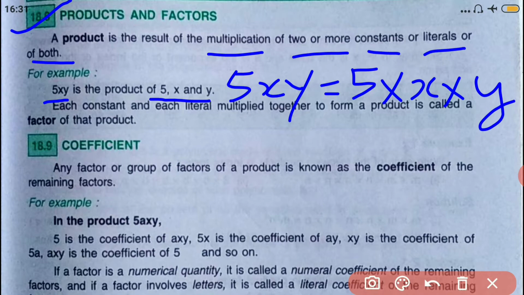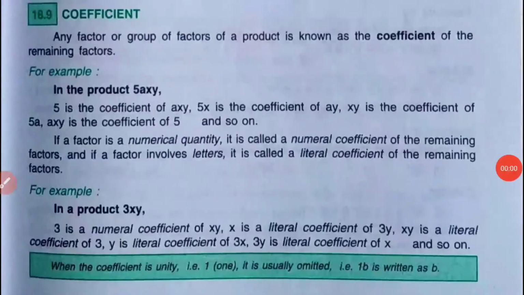Okay, so each constant and each literal multiplied together to form a product is called a factor, right? For example, 5 is a factor of 5xy. Similarly, x is a factor of 5xy and y is also a factor of 5xy. So each one of them is a factor. Okay, I hope you understood what factors are.